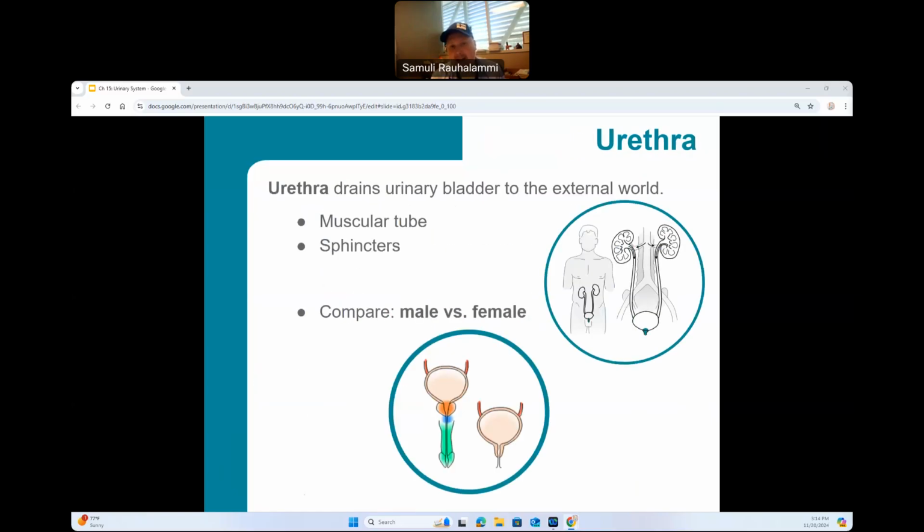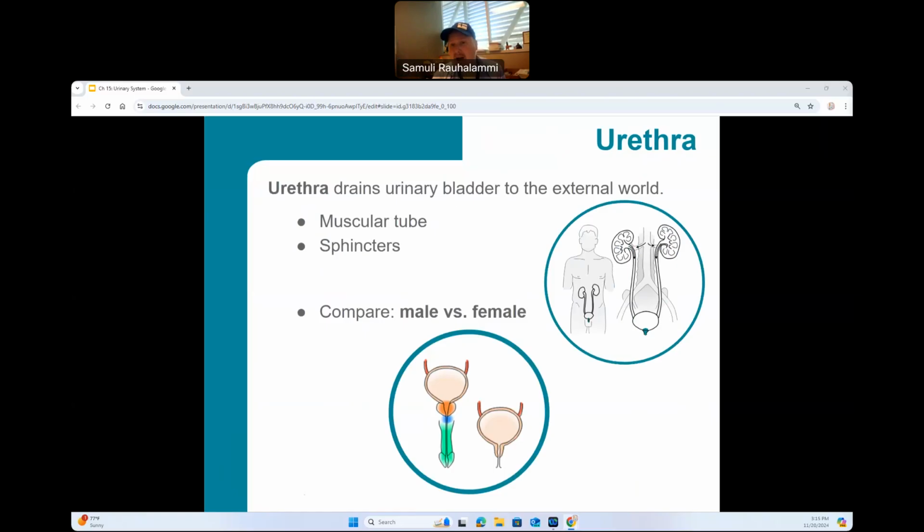Let's discuss the urethra, which is a thin-walled tube that carries the urine from the urinary bladder to the outside of the body. And we will see 2 sets of sphincters here. First, the internal, which is an involuntary sphincter made of smooth muscle, and then the external one, which is voluntary and made of skeletal muscle.